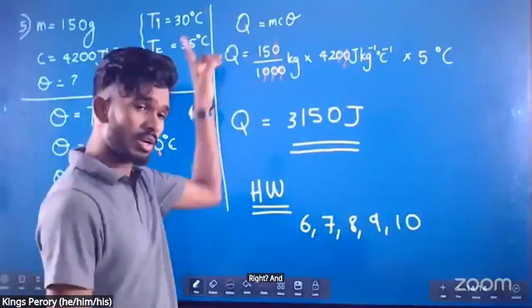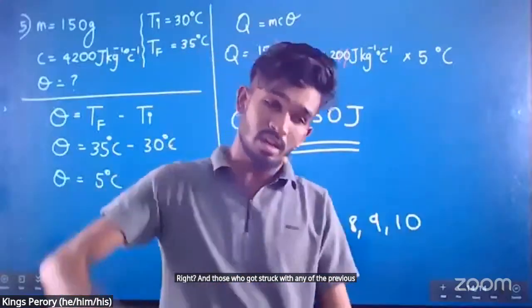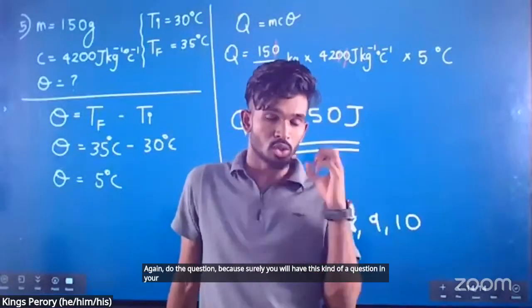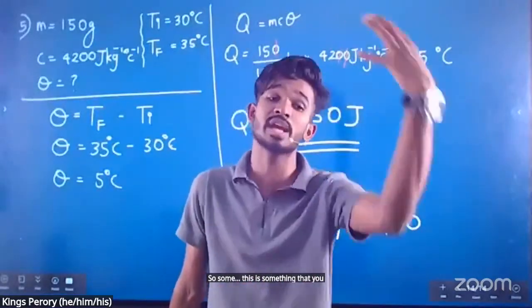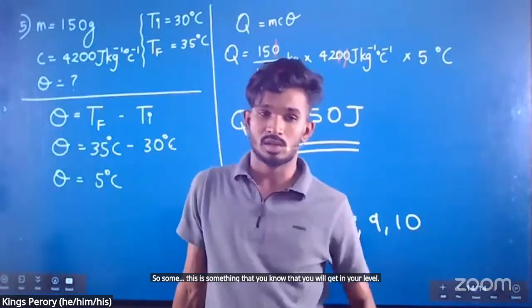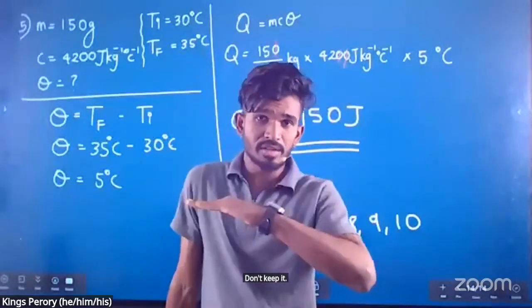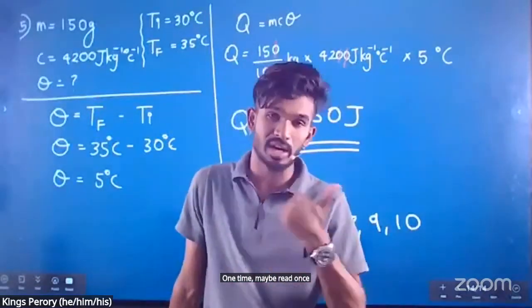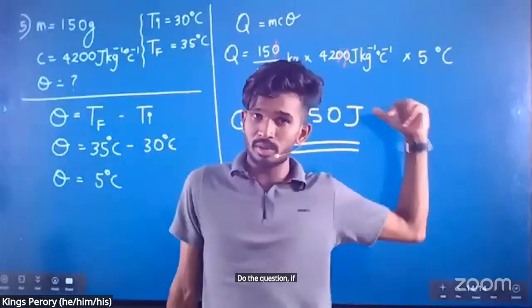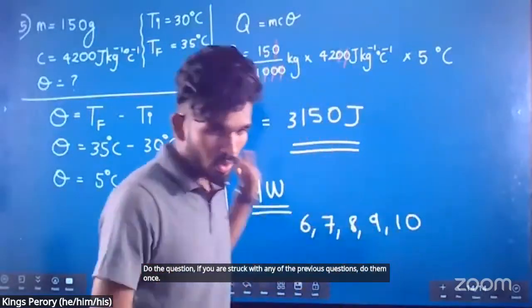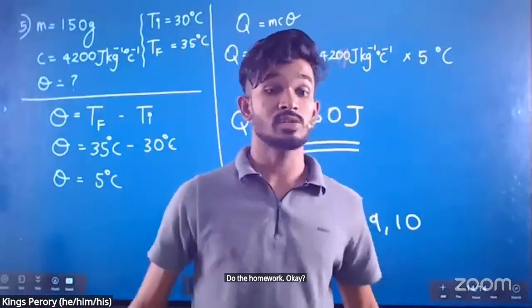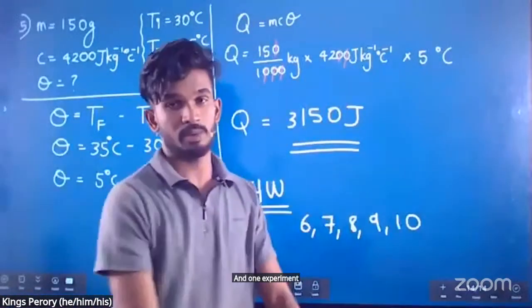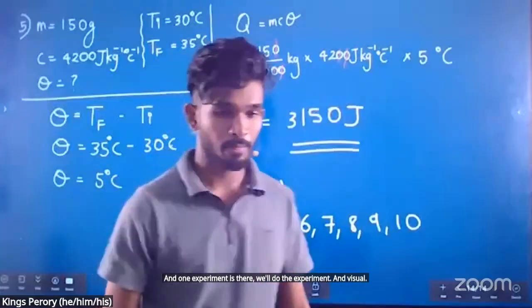And those who got stuck with any of the previous questions, redo them again, because surely you will have this kind of question in your O-level paper. Whatever we studied, try to revise once, read for 5 or 10 minutes, then do the questions. If you are stuck with any previous question, do them once, do the homework. Next week, same time, I will continue with the homework and one experiment is there. We'll do the experiment and finish off.